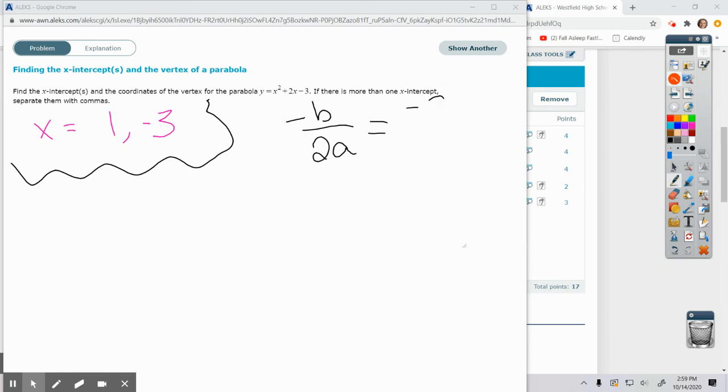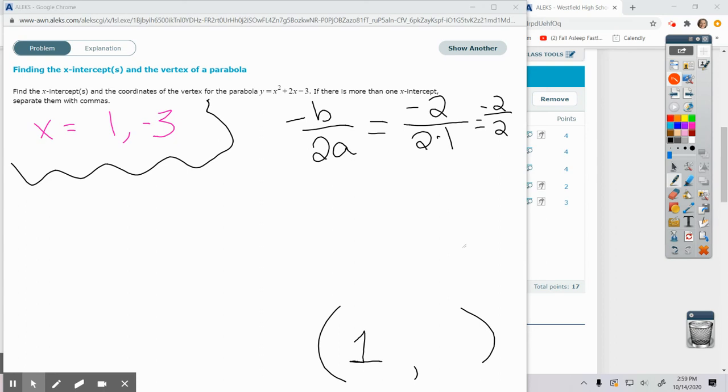So in this case, I'll be doing -2, right, -b/2 times a, which is 1. So -2/2 is a -1. That means the x value in my vertex is -1.